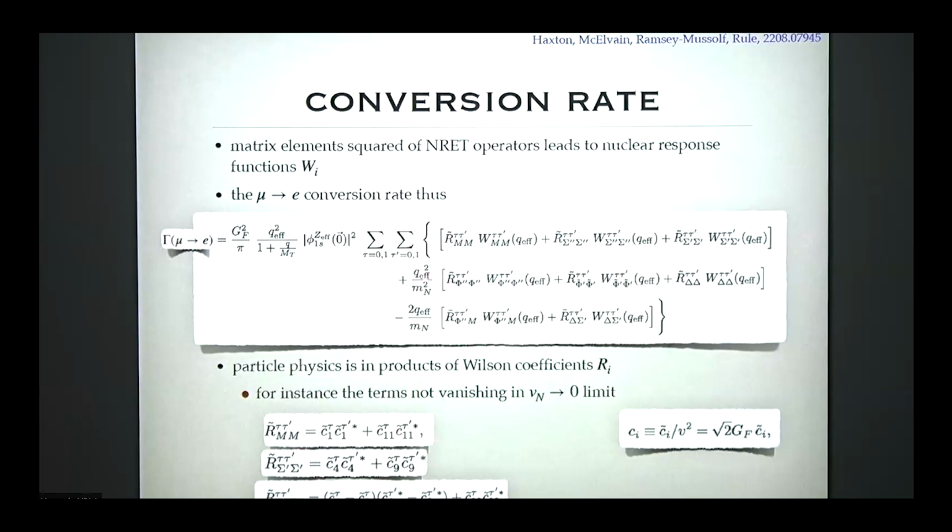If you see Q effective squared, that's the Vn squared suppressed piece. This is the interference term. And there are 6 different response functions plus the 2 interference response functions. All right. So that was a lot of details.